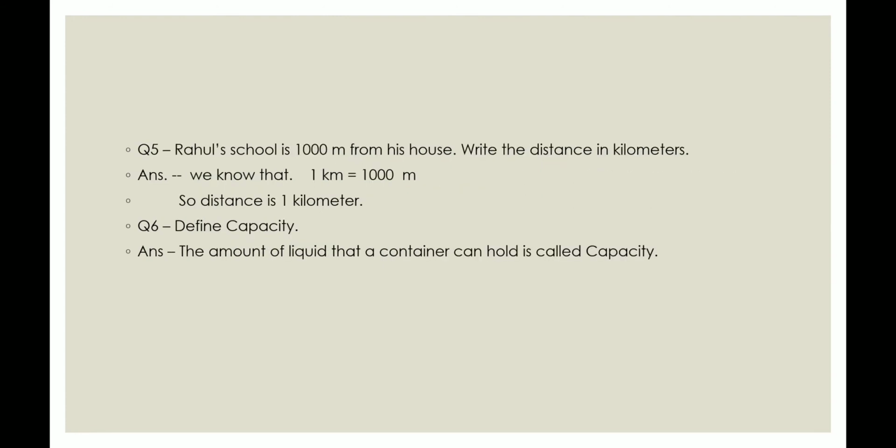Question number 5. Rahul's school is 1000 meters from his house. Write the distance in kilometers. We know that 1 kilometer is equal to 1000 meter. Here distance is given 1000 meter, so 1000 meter is equal to 1 kilometer. So distance is 1 kilometer.